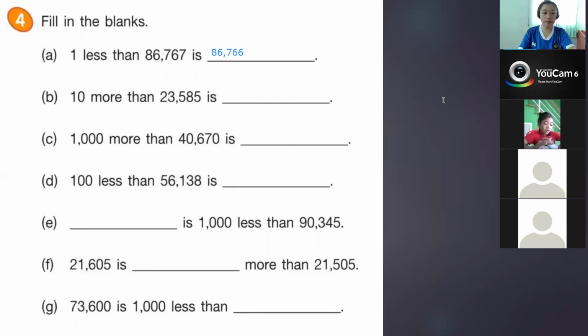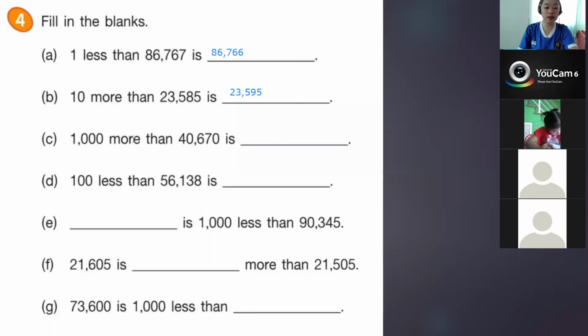Okay, letter B. 10 more than 23,585 is blank. Okay, so we have to add 23,585 plus 10 is equal to 23,595. Okay. Next, letter C.